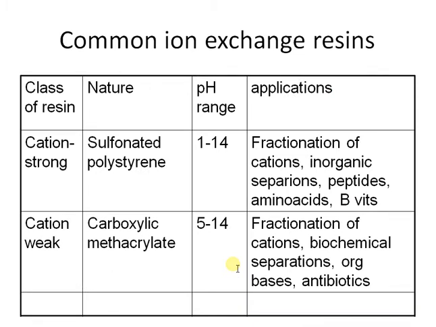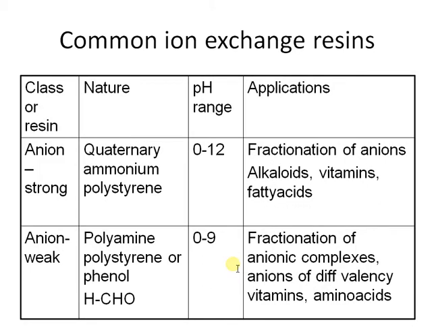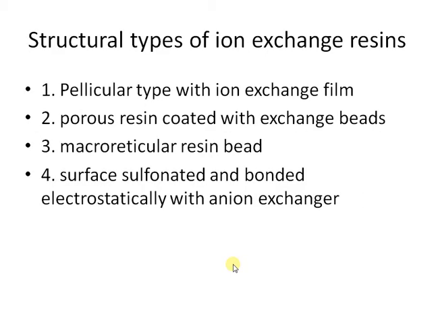Common ion exchange resins, both strong and weak cation and anion, differ in nature, pH range, and applications. Sulfonated polystyrene is the strong cation exchanger, and carboxylic methacrylate is the weak cation exchanger. Some are strong anion and weak anion resins.